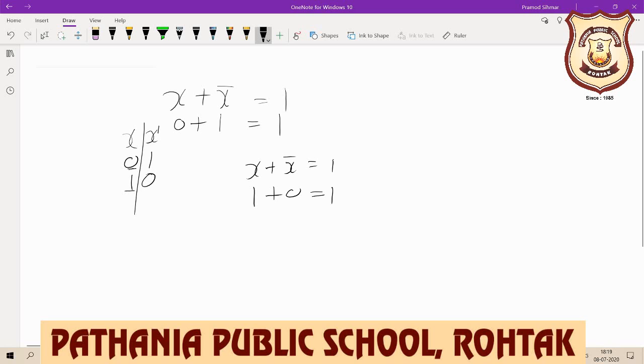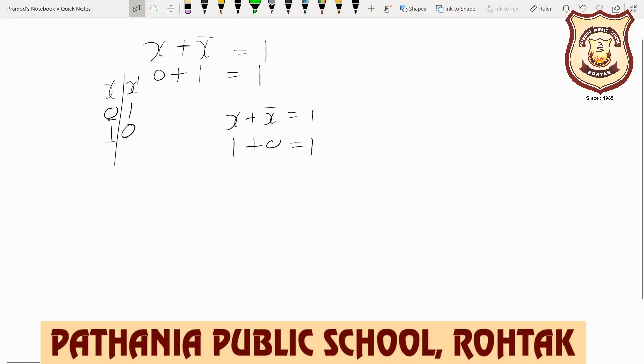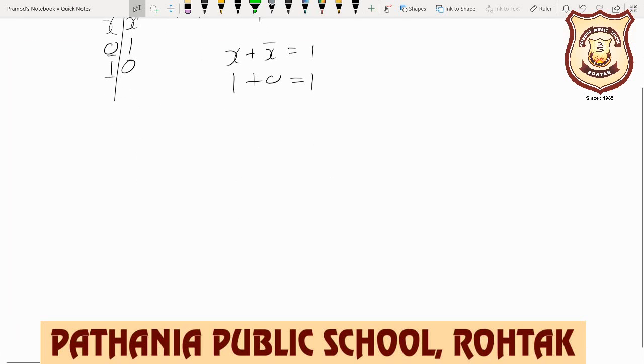So this is your complementary law. And your second complementary law says that x multiply x complement is always 0. For example, if your value is 0, multiply by x complement, which is 1, then the result is 0. But for example, if your x value is 1, what is the complement of this? 0. So 1 multiply 0 is always 0. So this is your complementary law.